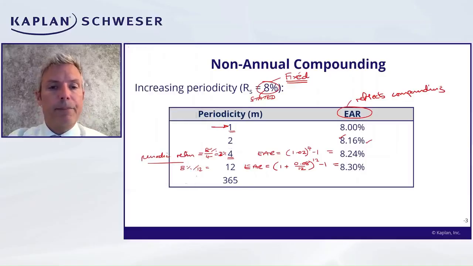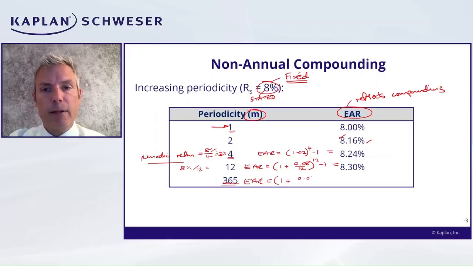Okay. If it was daily compounding, notice we're increasing M here. If it was daily compounding, then your EAR would be, I'm not even going to bother working out the daily rate, 1 plus 0.08 divided by 365, do that calculation first, then power up 365 times and subtract the 1. Okay, it's the same process as before.